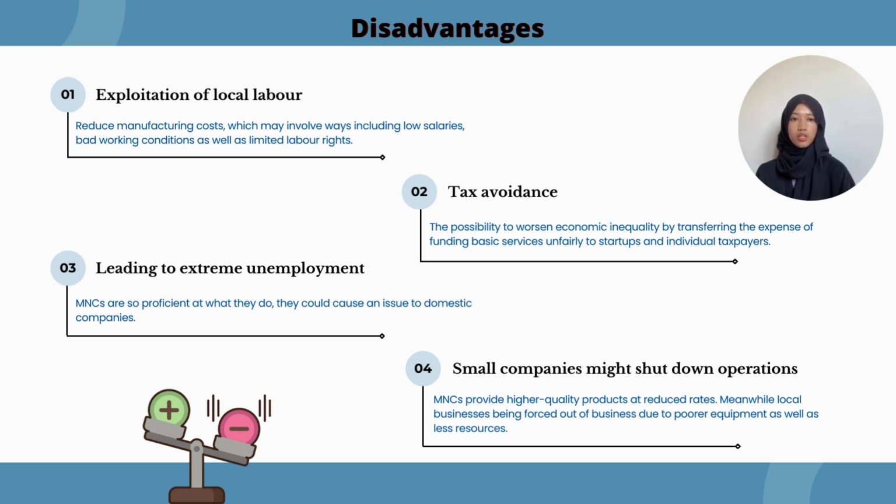Multinational corporations are cost effective since they are huge and have competence in their field. These companies may frequently provide higher quality products at reduced risk. Meanwhile, local businesses who produce the same items might struggle in this kind of situation, being forced out of business due to poor equipment as well as fewer resources. Domestic businesses may be forced to lower their pricing in order to remain competitive.